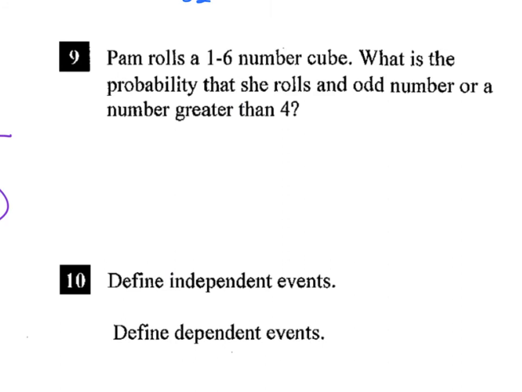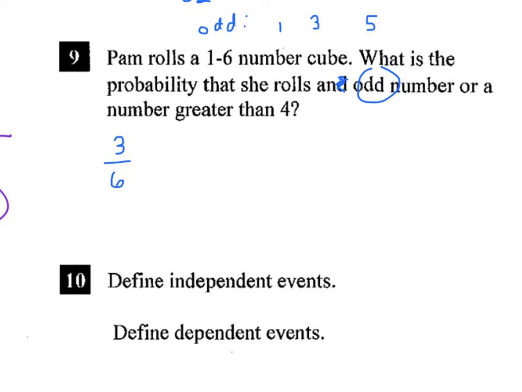Alright, now Pam is rolling a number cube. First she wants to roll an odd number, and I know that D shouldn't be there. Well, how many odd numbers are on a number cube? 3 of them. 3 out of the 6 are odd. The 1, the 3, and the 5. Those are odd.